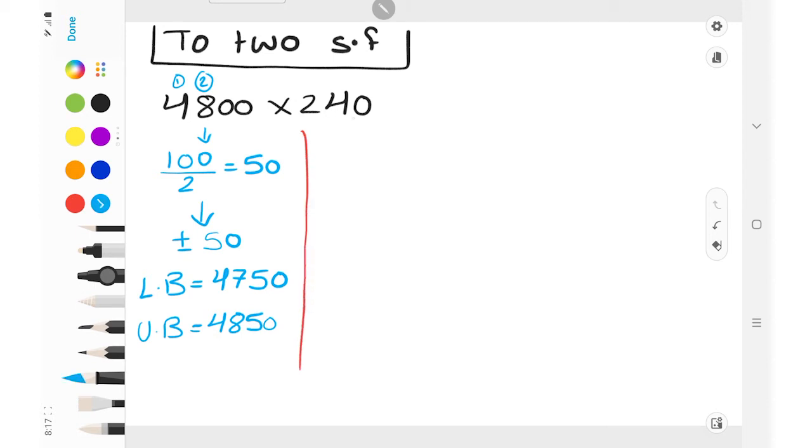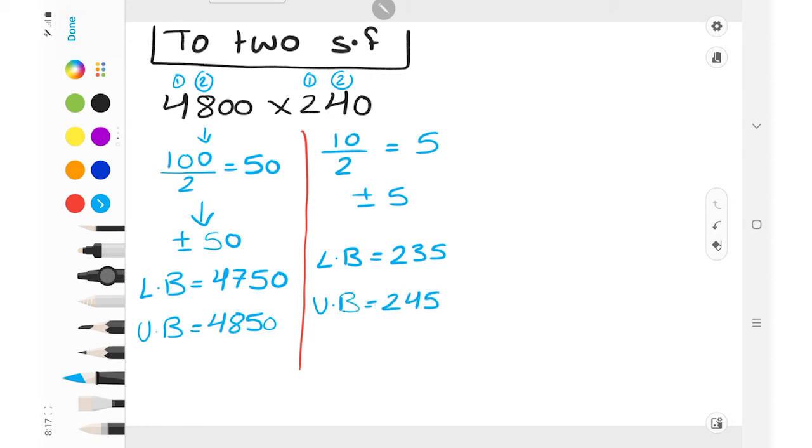Now for the 240, this is my first, this is my second figure. So it's 40. So what I will do, it's 10 divided by 2, which is equal to 5. So I will add and subtract 5. So my lower bound for the 240 is 235. And my upper bound is 245. Now I can calculate my upper and lower bound.